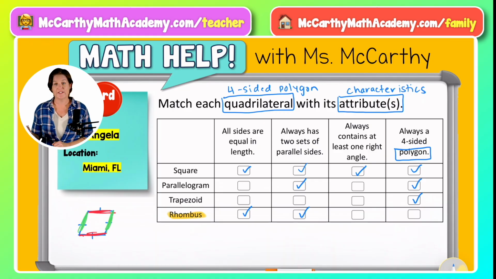Always contains at least one right angle. A rhombus could be a square, so it could contain a right angle. However, it does not have to. So we cannot mark this one because it uses the word always, and a rhombus does not always have a right angle. For instance, the rhombus I just drew has a mix of obtuse and acute angles. And is it always a four-sided polygon? It is. Gotta be closed, gotta be straight, three or more sides, a flat plane shape. It hits all of that. So we can go ahead and mark that one there.